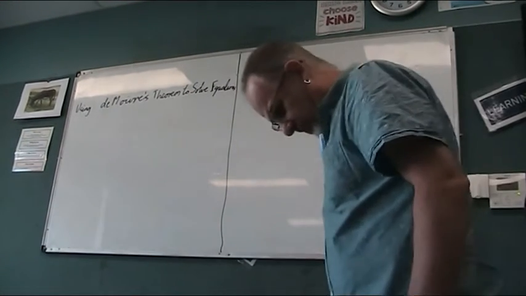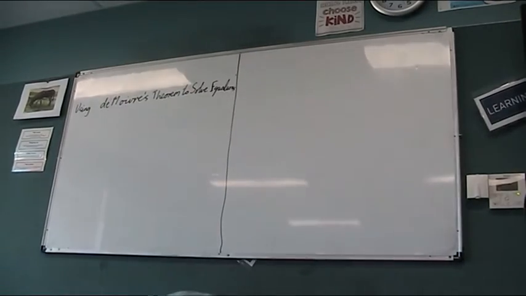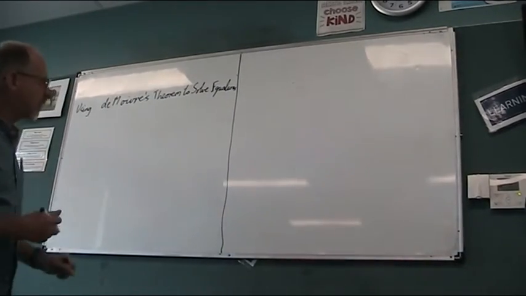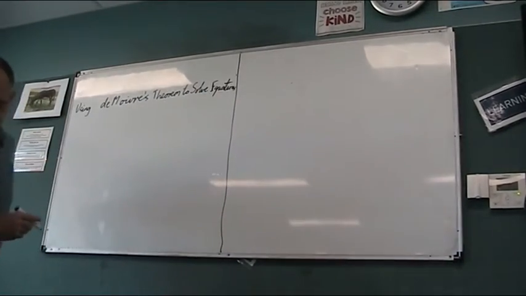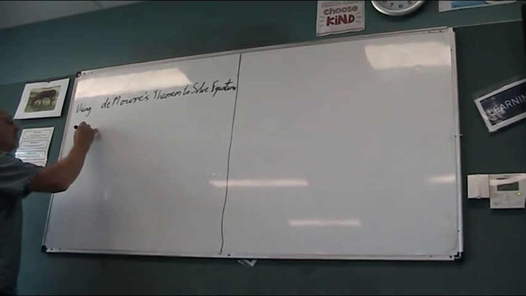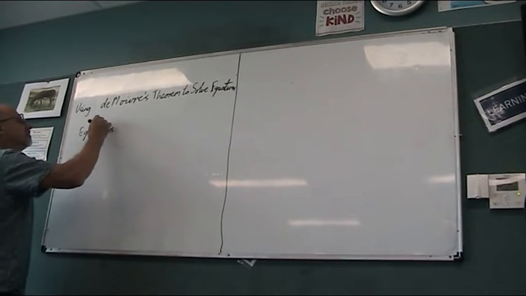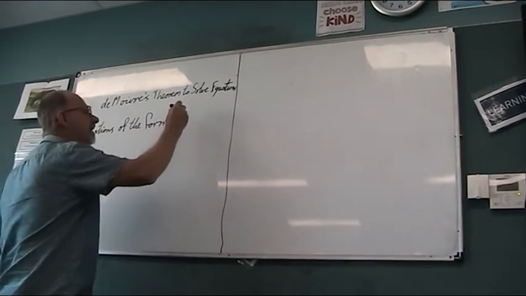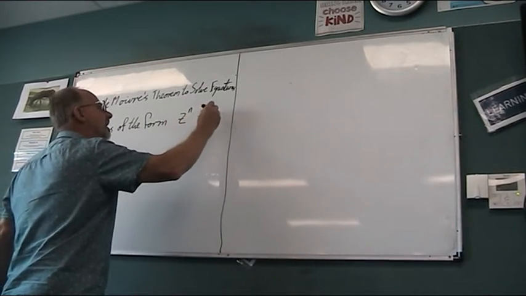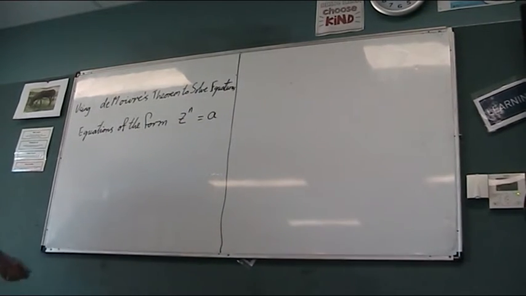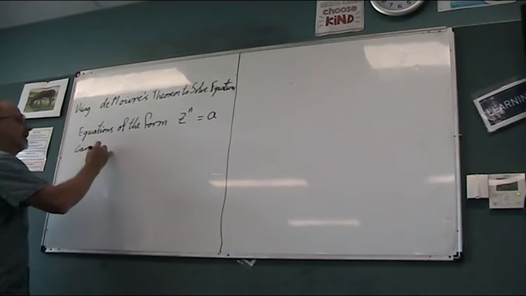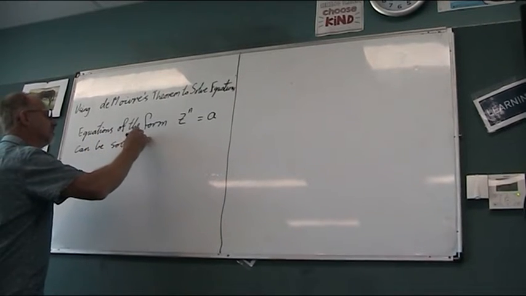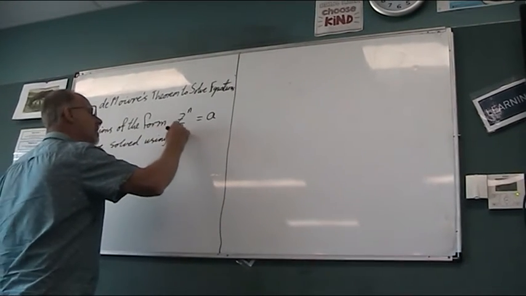Alright, so Year 12, we are using de Moivre's theorem to solve equations. So if we have things like, for example, equations of this form, z to the power of n is equal to a, where z is a complex number, we can use de Moivre's theorem.